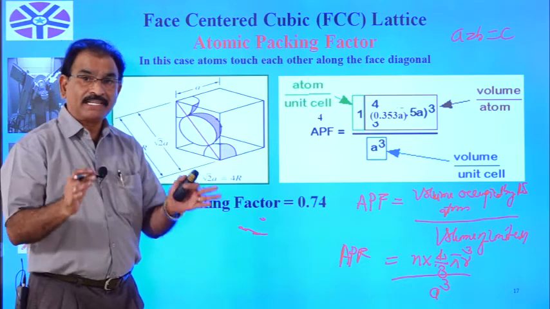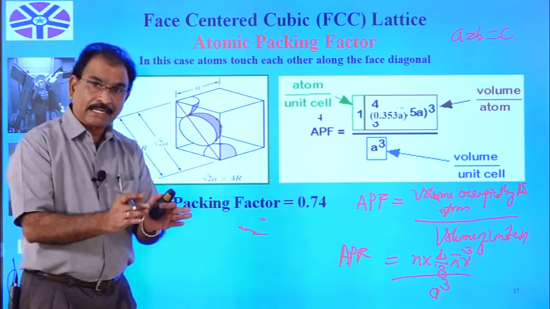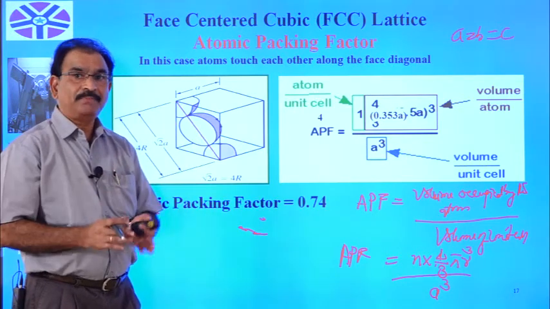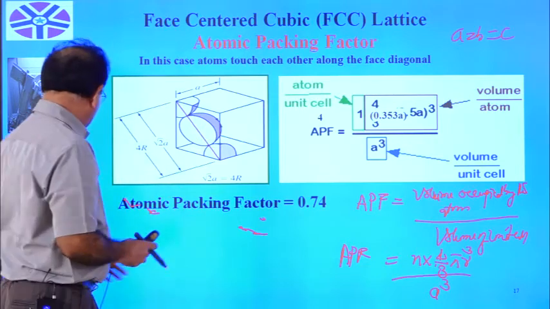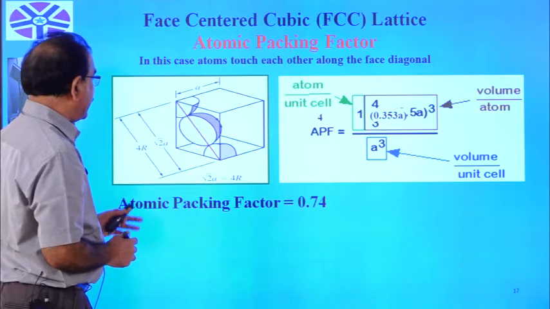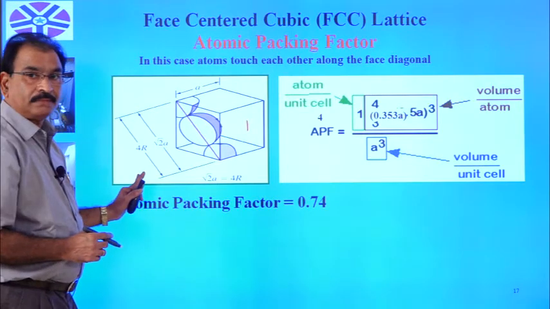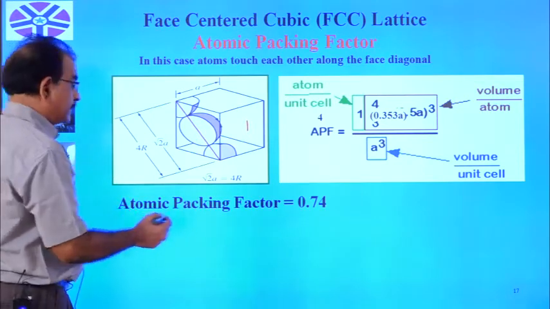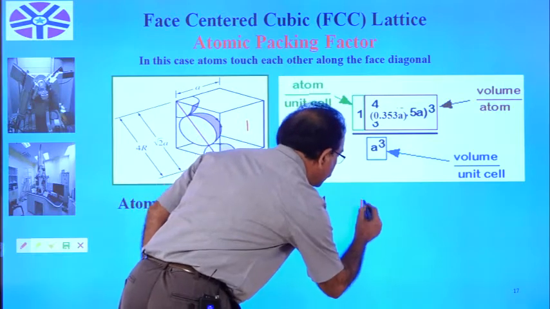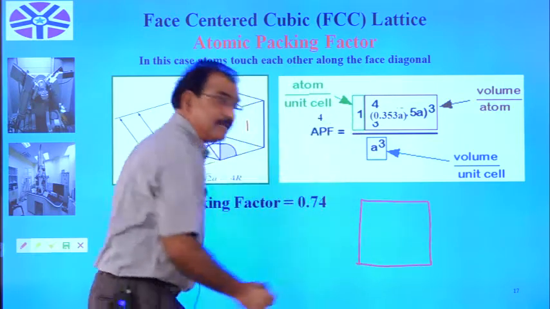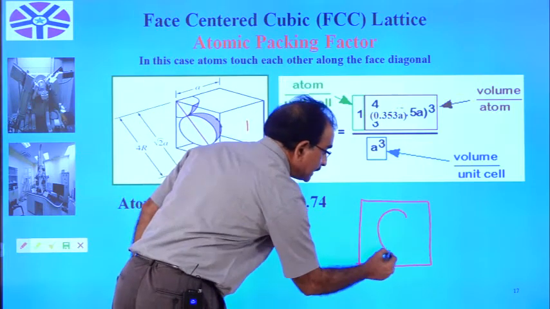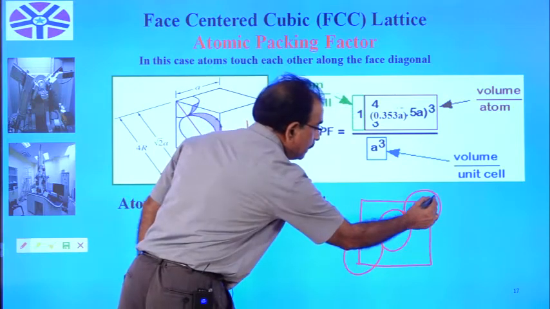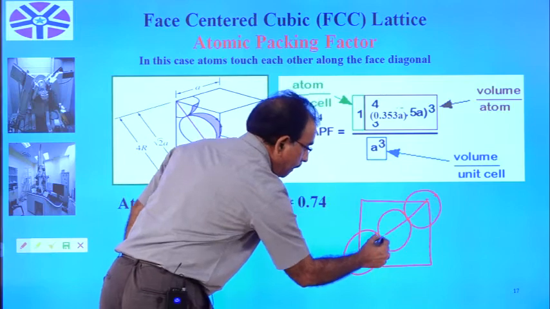A is the lattice constant, R is the radius of the atom. So, we have to find out the relation between A and R, that I will explain to you. Suppose you take this figure. I already told you in case of FCC atoms touch. So, if I take once again a face, we have a point at the center, a point at the corner, and a point at the another corner. So, this is the face diagonal.